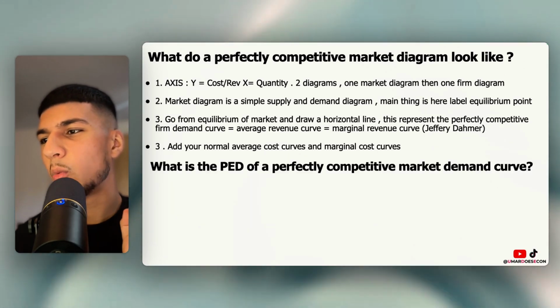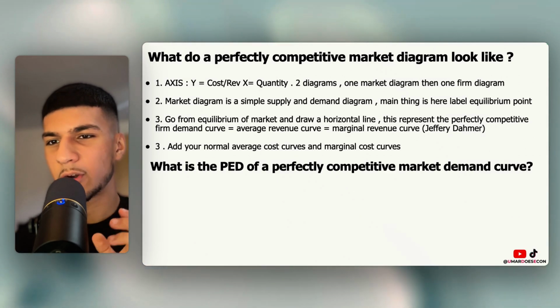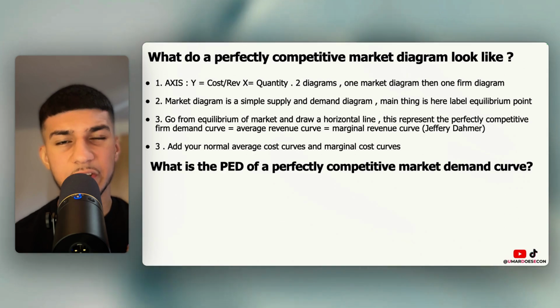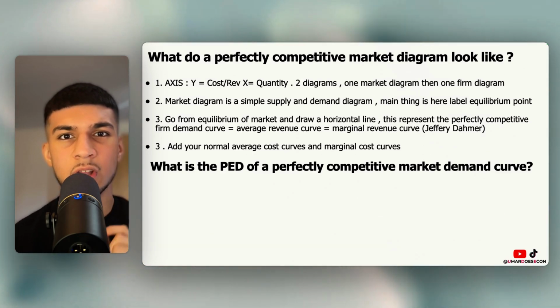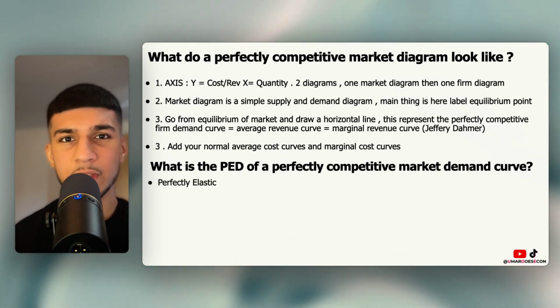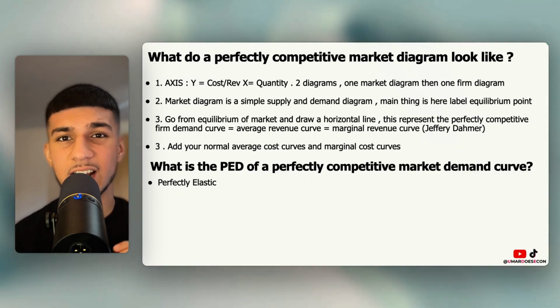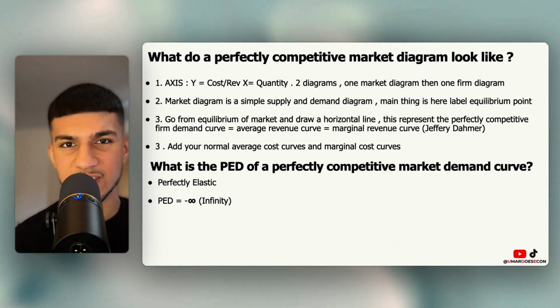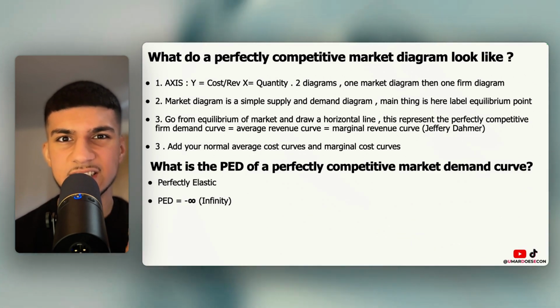Firstly, what is the PED of a perfectly competitive market's demand curve? If you remember back to when we were drawing the diagram, it's completely horizontal. So what will the elasticity be? It's perfectly elastic, and the PED of a perfectly elastic demand curve will have a PED of minus infinity. And I don't think that's the hardest detail to remember.